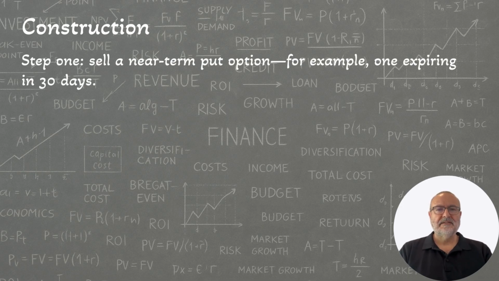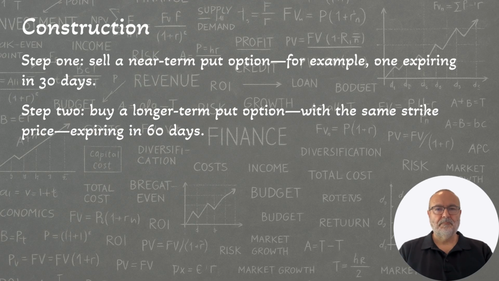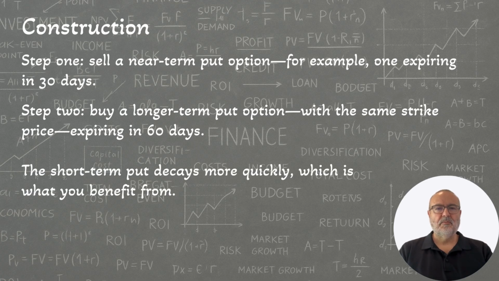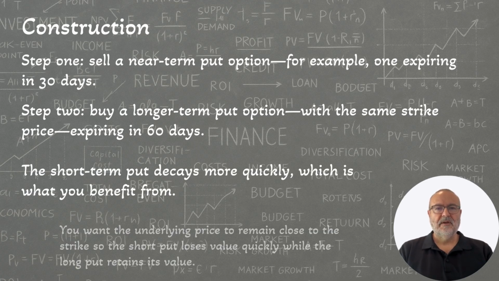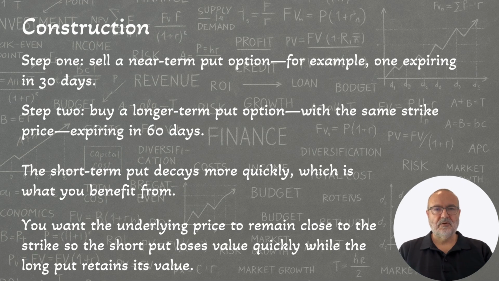Step 1. Sell a near-term put option, for example, one expiring in 30 days. Step 2. Buy a longer-term put option with the same strike price expiring in 60 days. The short-term put decays more quickly, which is what you benefit from. You want the underlying price to remain close to the strike so the short put loses value quickly while the long put retains its value.